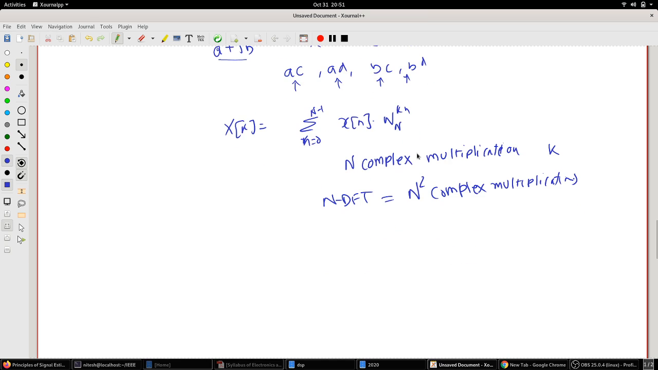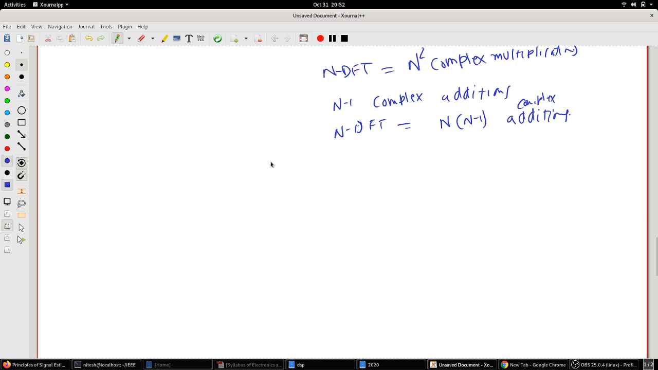Okay, so in the same way there are n minus 1 complex additions for one value of k. For n point DFT, there will be n into n minus 1 additions involved. Okay, complex additions involved. Okay, so this is the basis for having a better FFT algorithm.